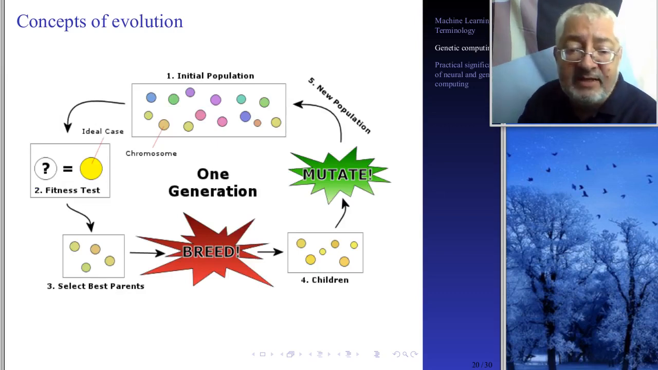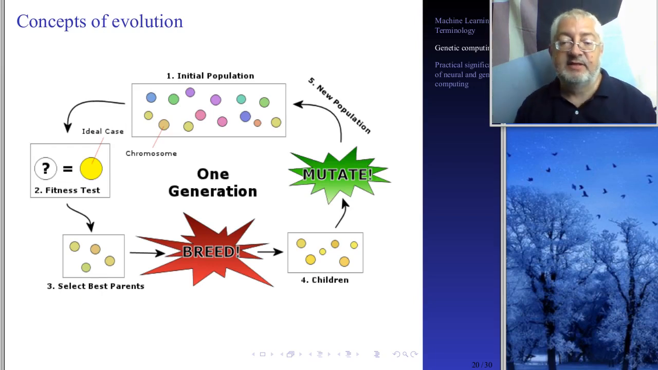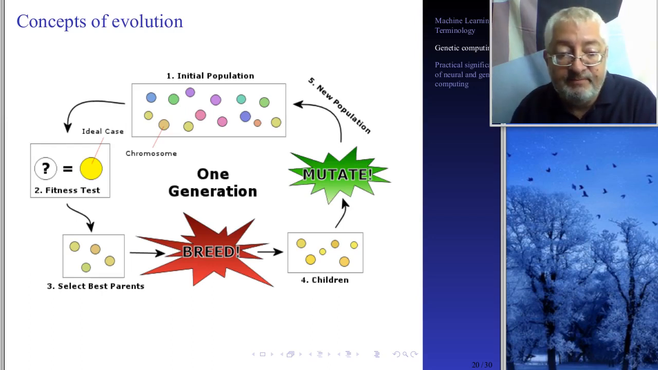So here you see the whole thing in a graphic. You have on the top the initial population, these colored balls, and let's say each colored ball is some genetic trait, some chromosome that carries a particular gene, and let's say we want to select the yellow ones. The yellow ones are well adapted to the environment. They are the ones that survive.